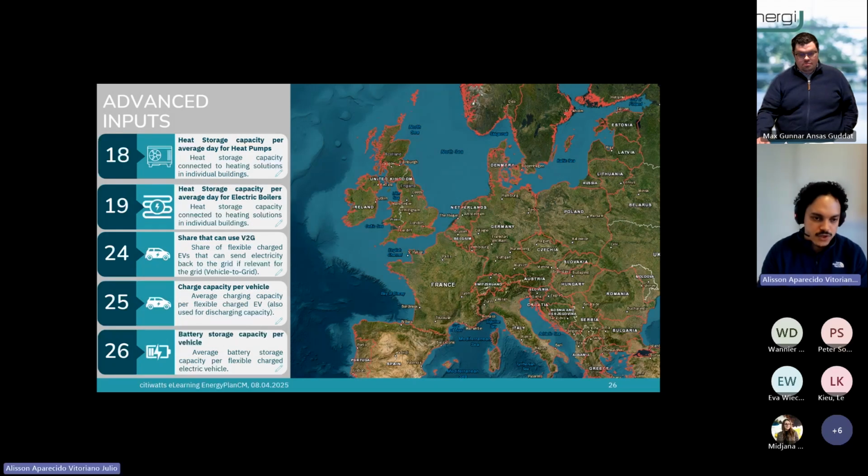The number 25, the charge capacity per vehicle. And the number 26, the battery storage capacity per vehicle. These are the most important ones, but as I said, there are more, totaling 27 inputs besides the libraries.